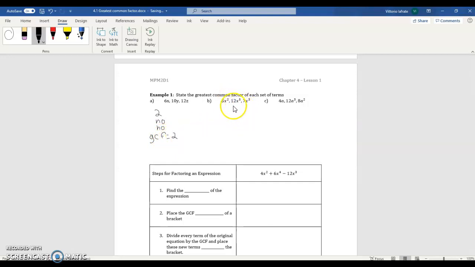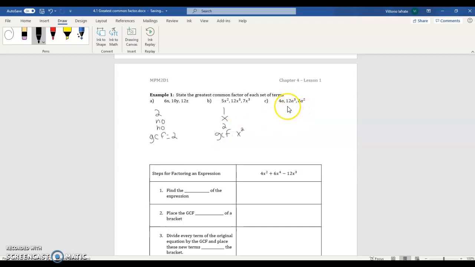For B over here, let's take a look at the coefficient first. What can divide evenly into each of these? It really looks like the only number that will divide evenly into each of these, in this case, is going to be 1. So our coefficient is going to be 1. Now, do they all share a variable in common? They do, and it's that x value. And what's the smallest degree that they all contain? It looks like it's 2. So our greatest common factor in this case is going to be x squared. And again, because our coefficient's 1, you don't have to put a 1 in the front here.